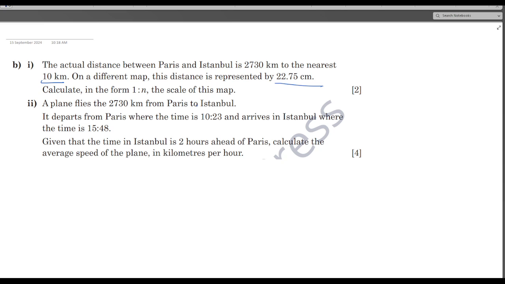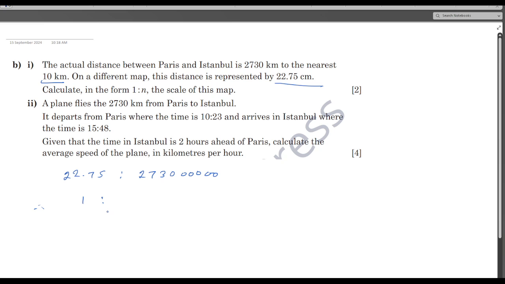So here you have 22.75. This is representing 2730 kilometer, which means this much meter and this much centimeter. So both the dimensions are now in centimeter. So therefore it is 1 ratio.